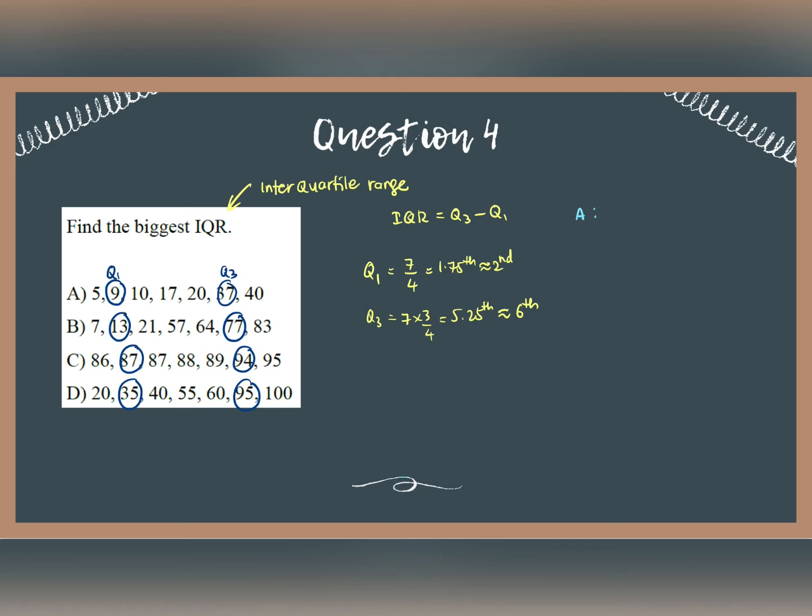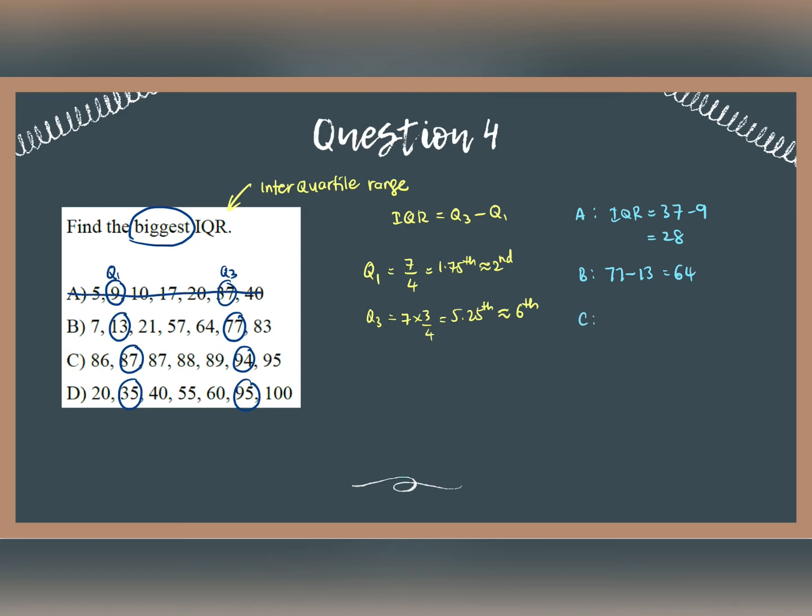The IQR will be 37 minus 9. Okay, so 37 minus 9 kita dapat berapa? 28. Okay, and then the answer for B, 77 minus 13. So 77 minus 13 we get 64. So B automatic kita akan cancel. Oh sorry, sebab dia kata biggest. Whoops, okay, biggest, so jawapan A kita akan potong lah sebab so far A dengan B lagi besar.